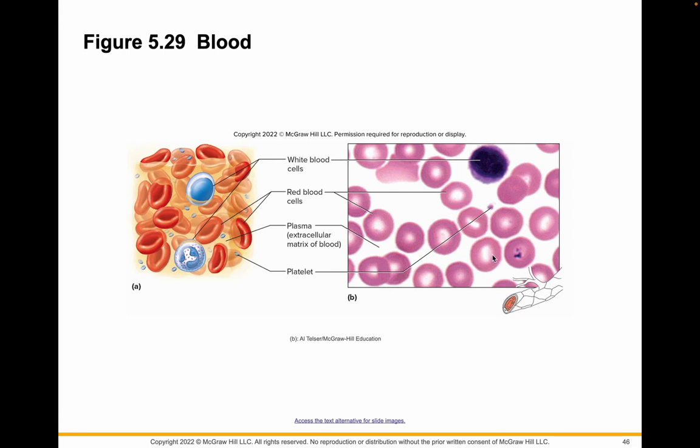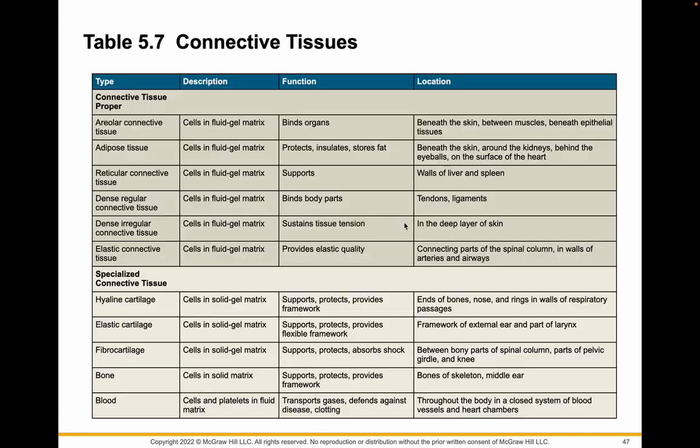I can't see a good side view of blood, but it would look like this. Now, this is a white blood cell. White blood cells are generally larger than red blood cells, some of them much larger, and then platelets are little fragments of the cells that would help with clotting.